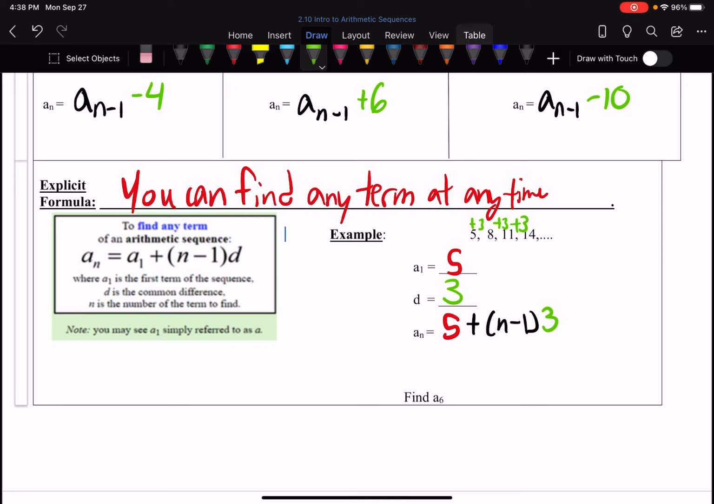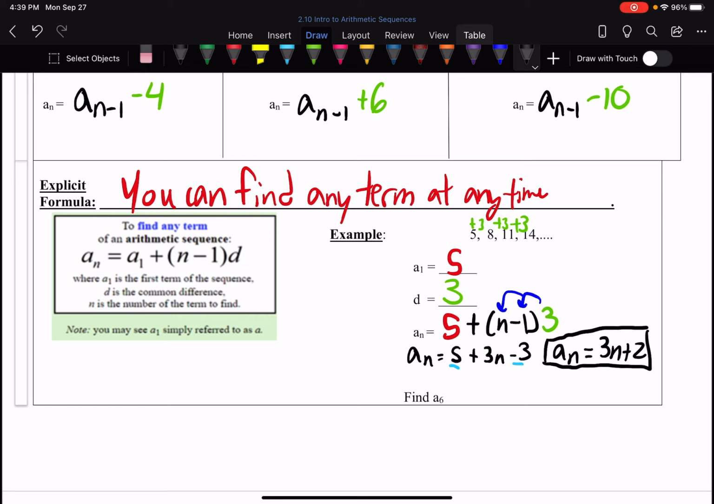So because I have the 3 multiplied by this parenthetical statement of n minus 1, I'm going to use the distributive property. So I'm going to distribute the 3 inside. I'm going to get a sub n equals 5 plus 3n minus 3. And all I'm left to do is combine like terms. My like terms in this case are 5 and negative 3, and 5 minus 3 is 2. So I have 3n plus 2 as my explicit formula for the sequence.